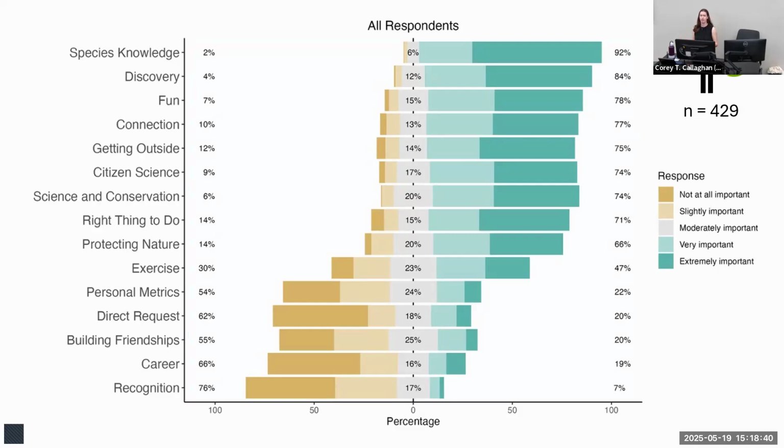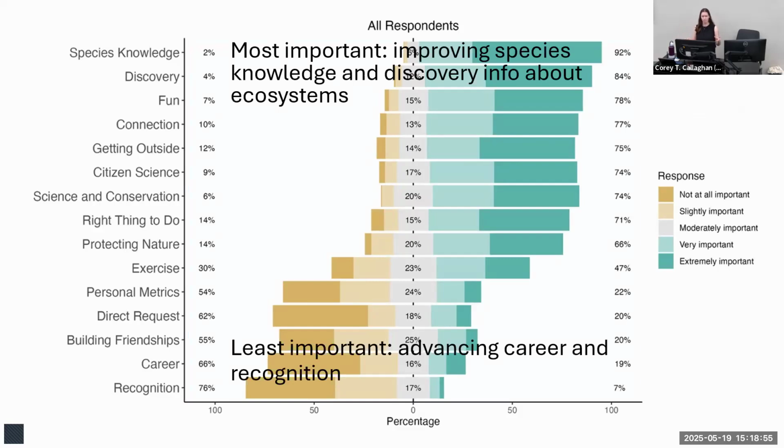And so what we're seeing is that for about 2/3 of the motivations, the majority of respondents marked them as very or extremely important. And for about 1/3 of the motivations, the majority of respondents marked them as slightly or not at all important. So those yellow colors were not important, and the tealish blue was very important. The key takeaways from this figure are that the most important motivations were improving species knowledge and discovering information about ecosystems, whereas the least important motivators were advancing my career and gaining recognition.